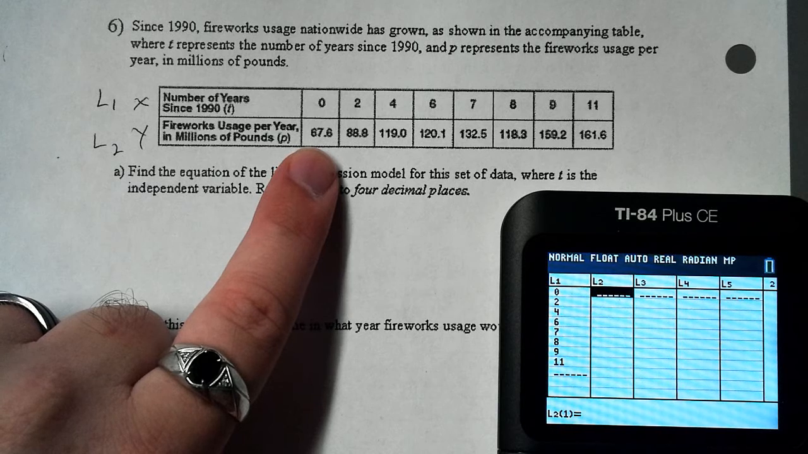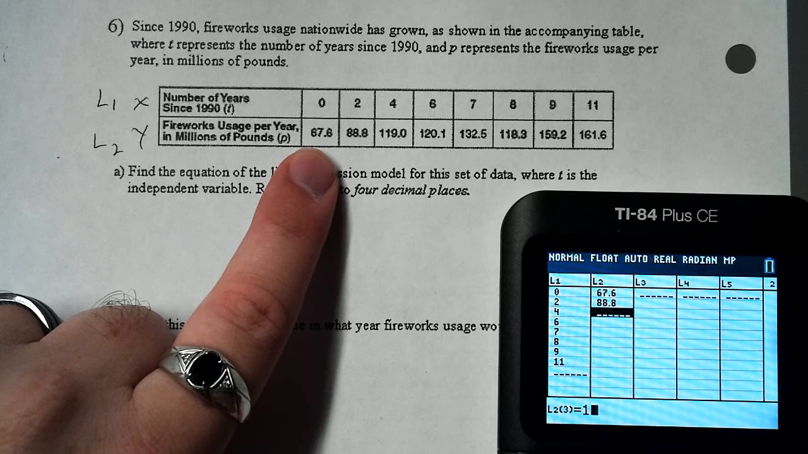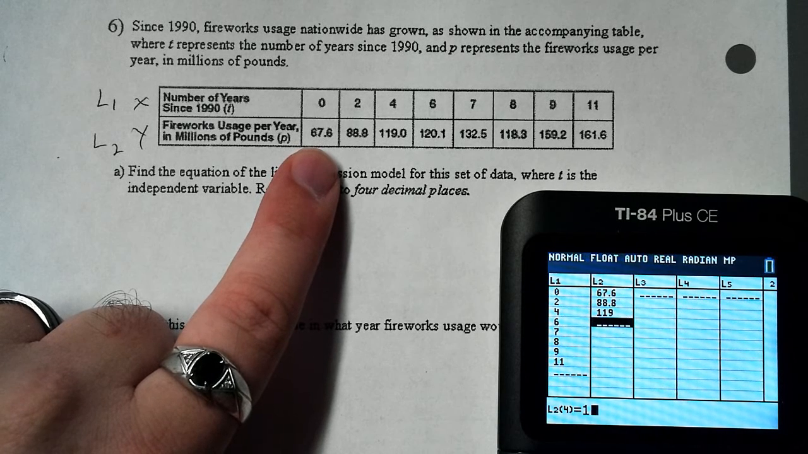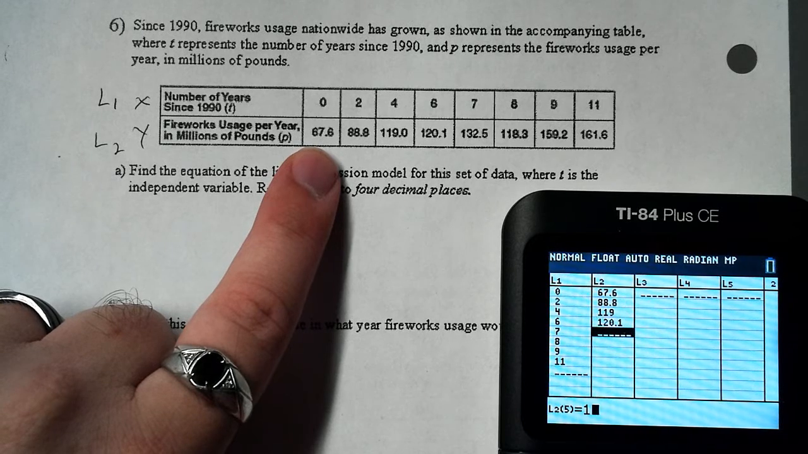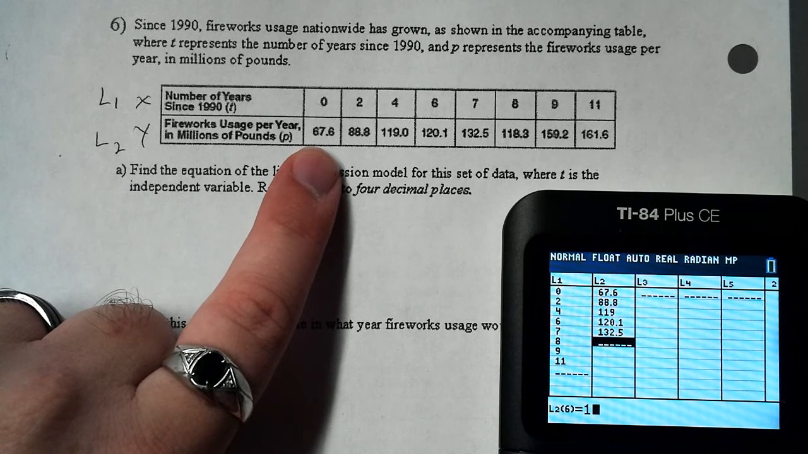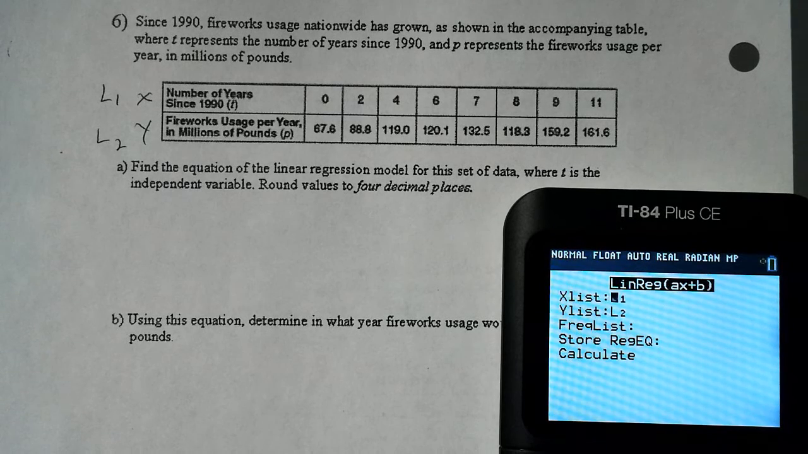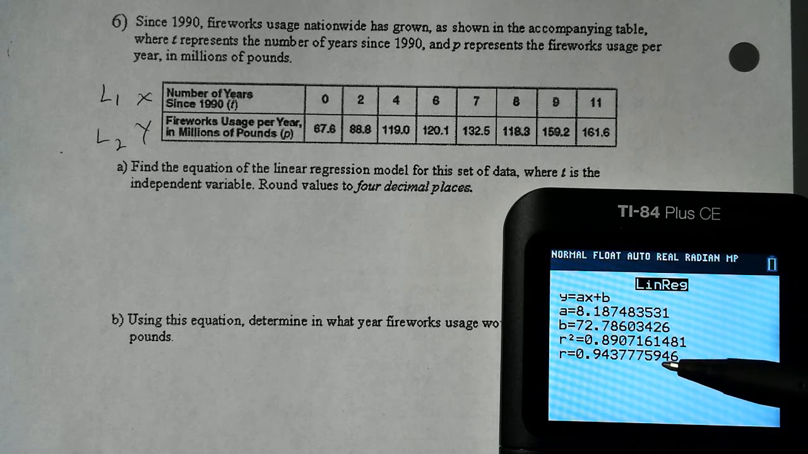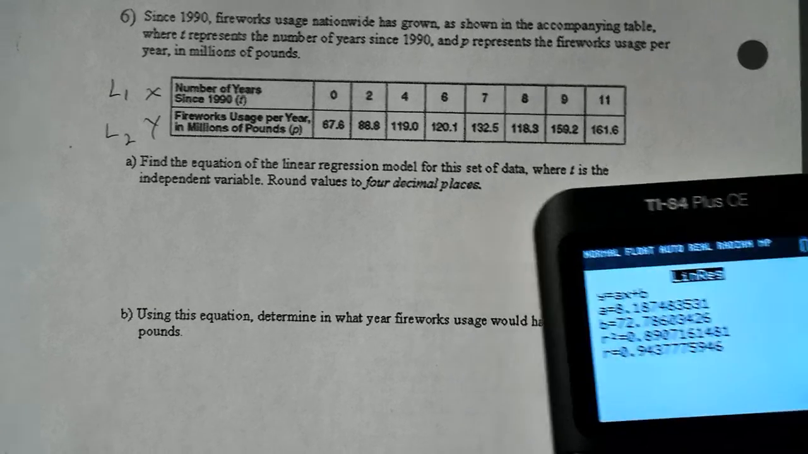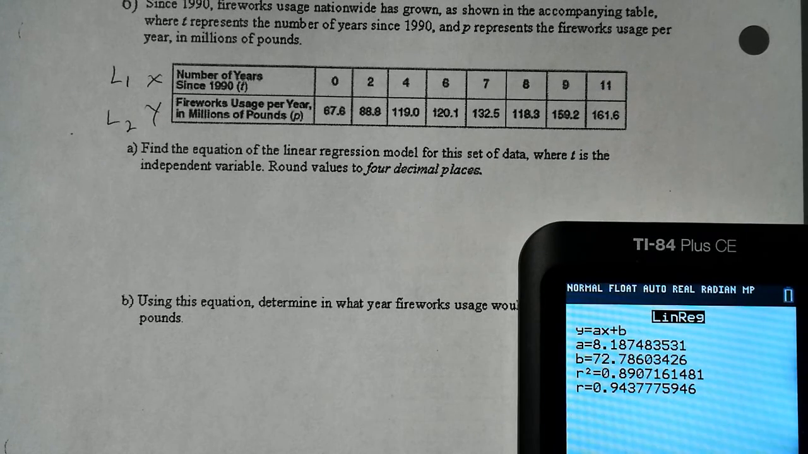Now for my L2, my Y values: 67.6, 88.8, 119.0, 120.1, 132.5, 118.3, 159.2, and 161.6. Once you have all your data in there, just go back to Stat, Calc, Linear Regression, and go down to Calculate. Since we have it in our settings from earlier, we'll get the strength as well as the equation. First, it says write the equation and round your values to 4 decimal places.